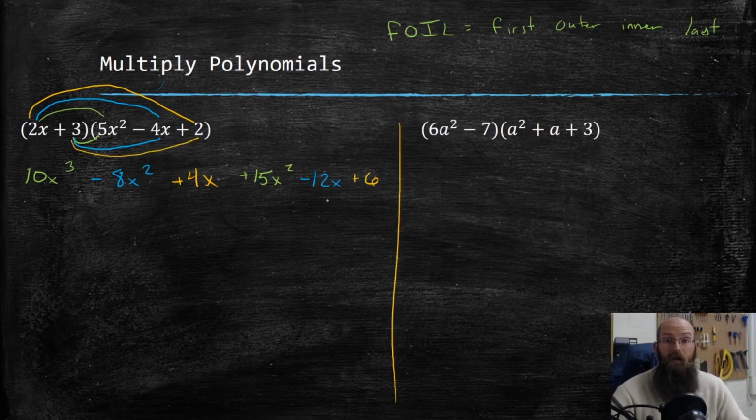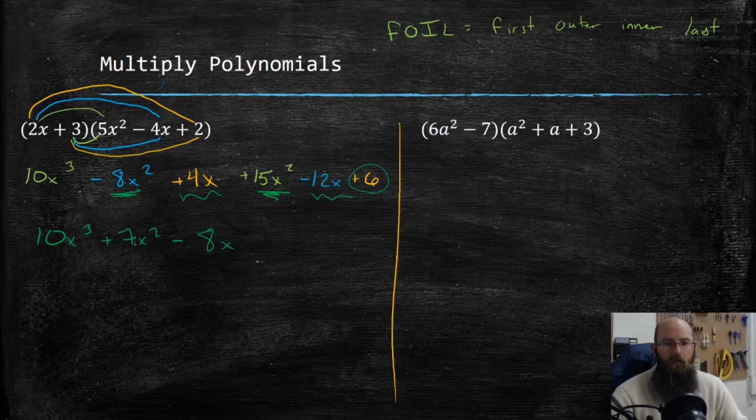And I need to try and combine any of these, and there's probably going to be some stuff I can combine. So let's see, there's no more x cubed, so that's just going to come down. 10x cubed, an x squared, and an x squared. So that gets me negative 8, and plus 15 gets me a plus 7x squared. Then I have 4x and negative 12 of them, so that's negative 8x.